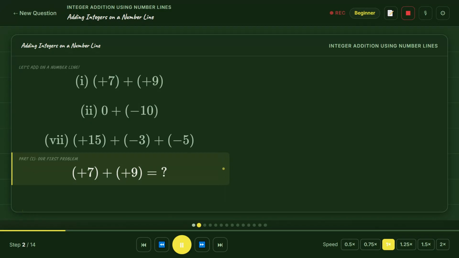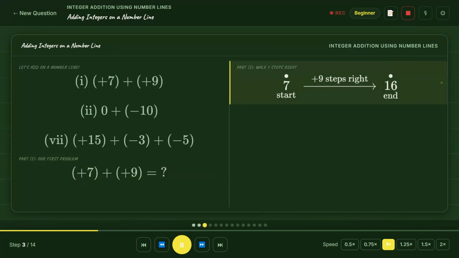Let's look at the first one. We have positive 7 plus positive 9. On our number line, we start by standing on the number 7. We are adding positive 9, so we walk 9 steps to the right. Count with me. 8, 9, 10, 11, 12, 13, 14, 15, 16. We stop at 16.